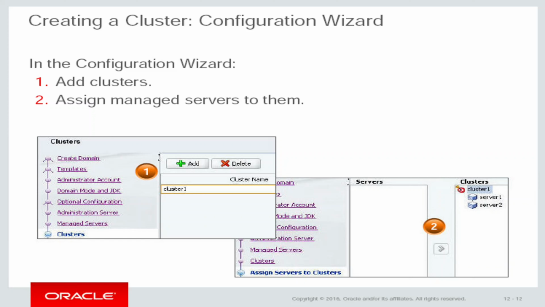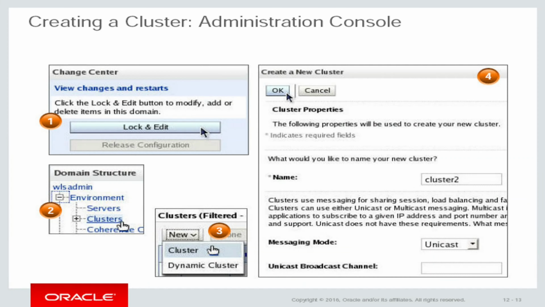So this is very simple. When we are creating a domain, at that time we have the option. But after creating a domain, we can also create clusters. We can go to the administration server, and under Environment, there is the option Clusters. After clicking on Clusters, we can create a cluster. And there are options we choose when we create a new cluster, whether we want to create a static cluster or a dynamic cluster.